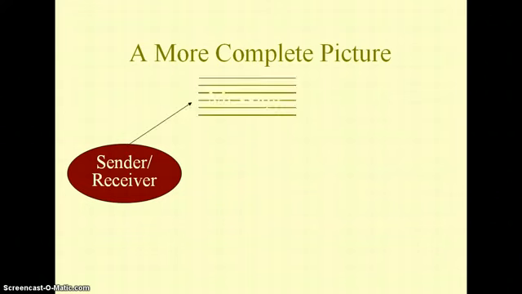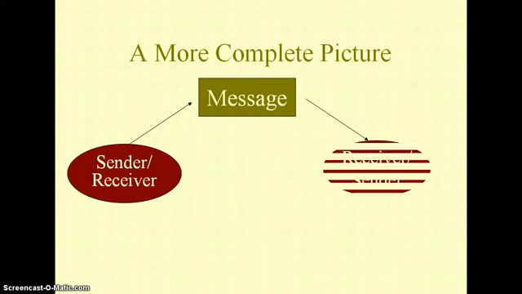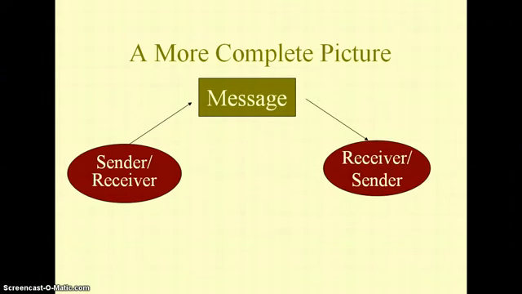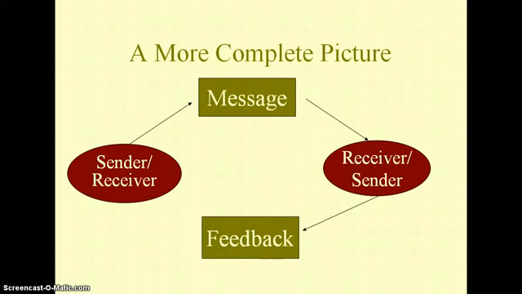We have a sender, but they pick up the dual role of receiver as well, and we'll get back to that in a second. So as a sender, they send their message, as in the more simple version of the model, and they send it to a receiver. But you'll notice here that the receiver has also picked up a secondary role. They are a sender as well. What do they send? They send feedback.